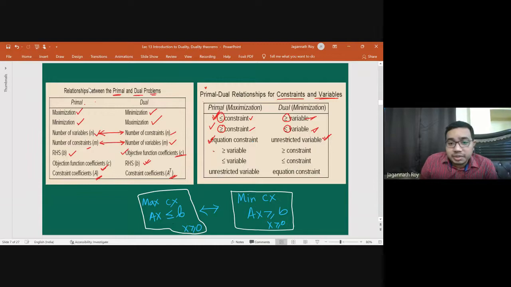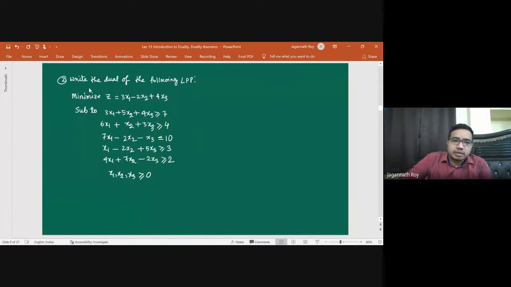Now if the variable is greater than type, then the corresponding constraint will be greater than type. And if the variable is less than type, then the constraint will be less than type. If the variable is unrestricted, then the corresponding constraint will be an equation. So with this information, we will try to look at some examples.